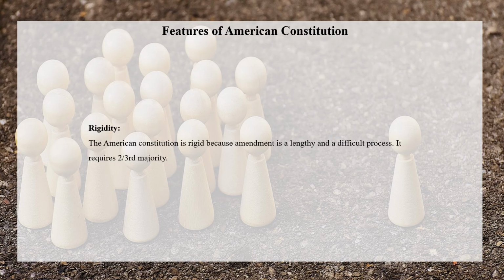Third, rigidity. The American Constitution is rigid because amendment is a lengthy and difficult process. It requires a 2/3 majority of each House of Congress and also ratification by 3/4 of all the state legislatures. The rigidity is clear from the fact that it has been in operation for more than 200 years. Only 27 amendments have been made since its ratification.